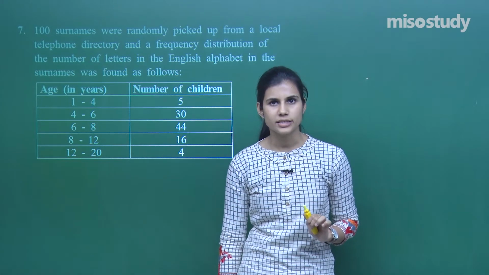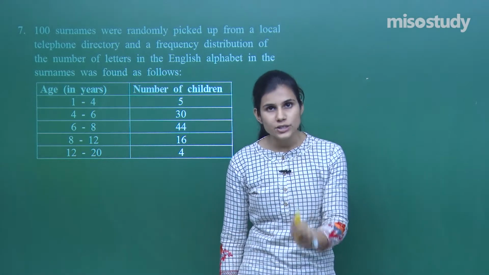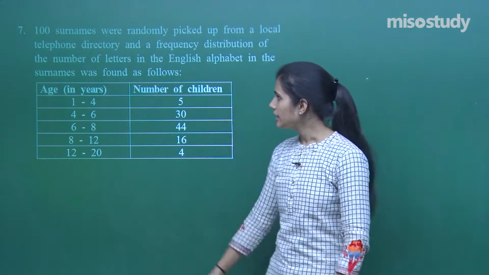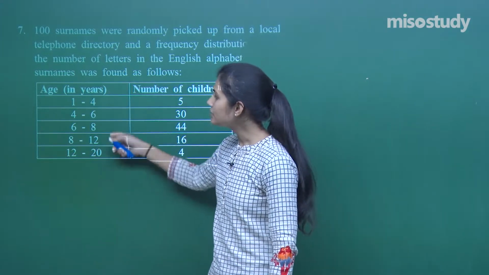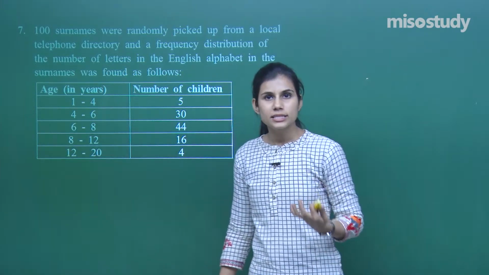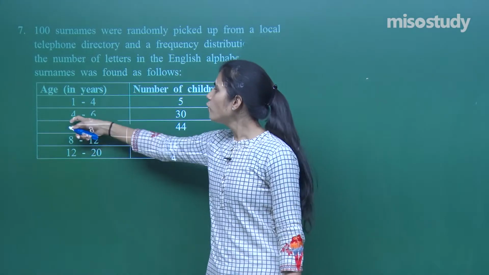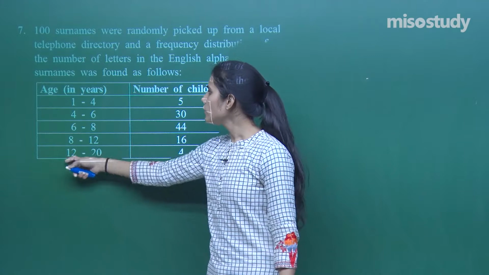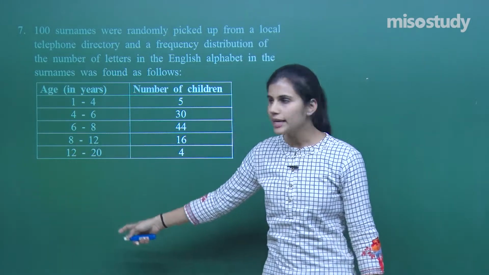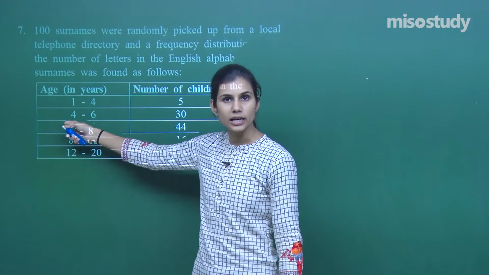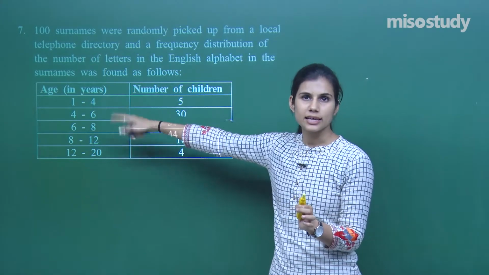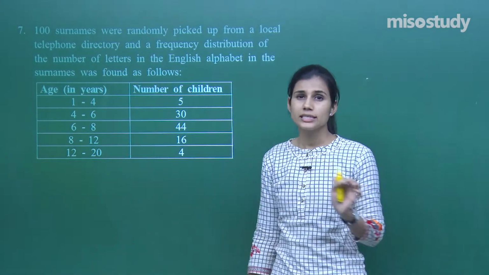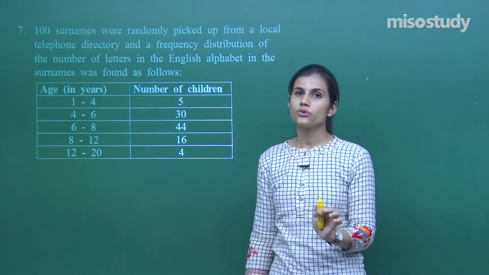That is what the question is actually. You need to draw the histogram to represent the data. In here, if I talk about drawing the histogram, the class intervals that you can see are of unequal size. 1 to 4, 4 to 6, 6 to 8, 8 to 12, 12 to 20. Of course, there is continuity maintained because the upper limit of one is the lower limit of the other. But actually, there is a difference in the class size of all the class intervals. It's not the same.